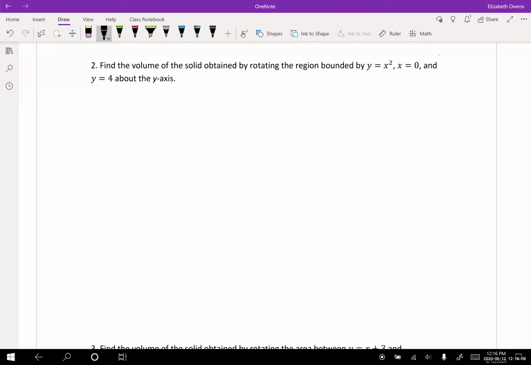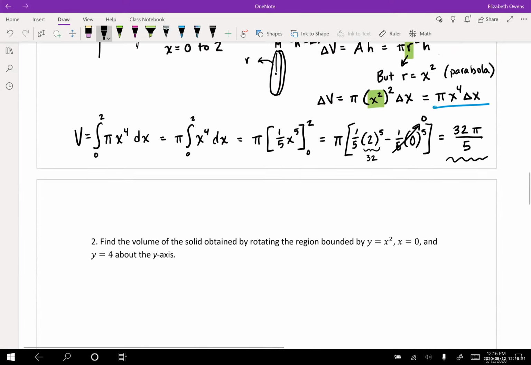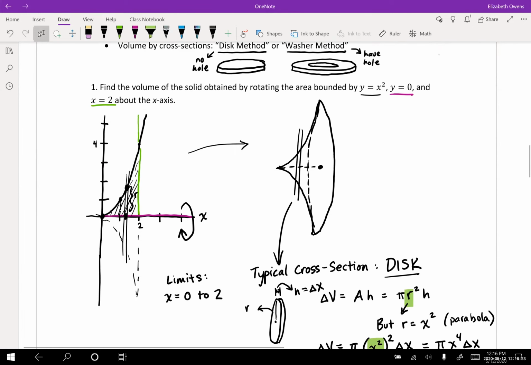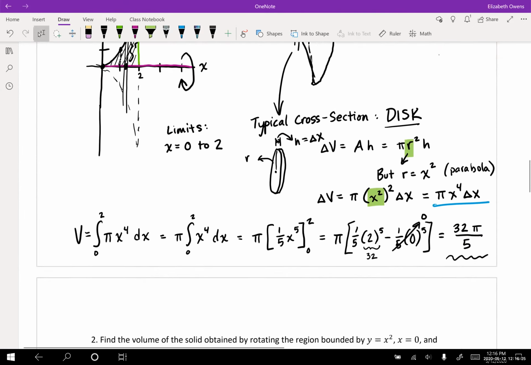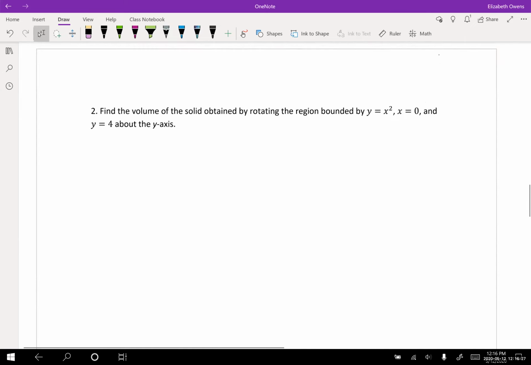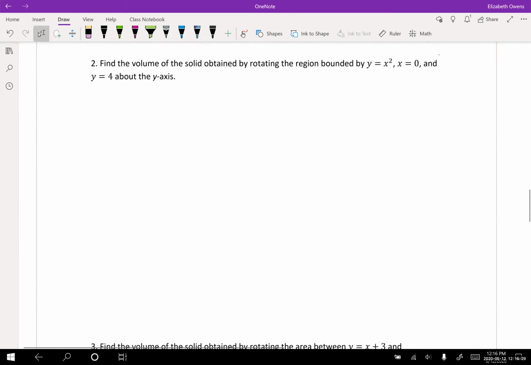So our region here is bounded by y equals x squared, x equals 0, and y equals 4, and we're going to rotate that about the y-axis. Okay, so you can see it's similar equations to the last one. We're going to be using that same parabola, but changing some of the other boundaries a little bit. So let's graph this.